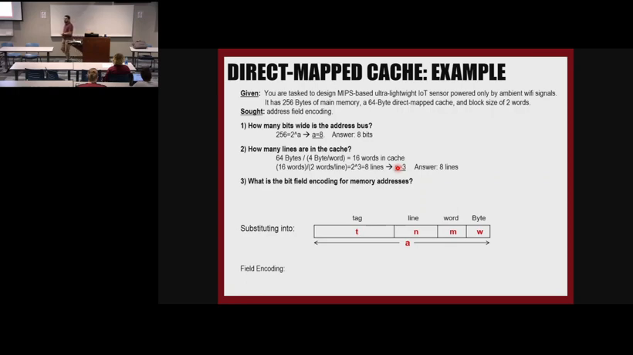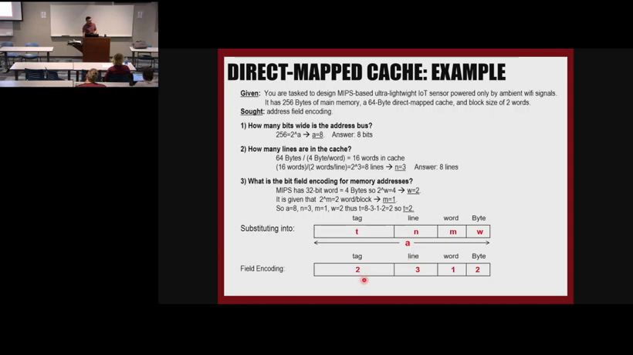The next thing is finding W. How many bytes do I have in each word? It's MIPS, so I have 4 bytes in each word, which makes W equal to 2. We have 2 bits for W, 1 bit for word, and 3 bits for line. And whatever is left is for tag. So we're going to have 2 bits for tag.